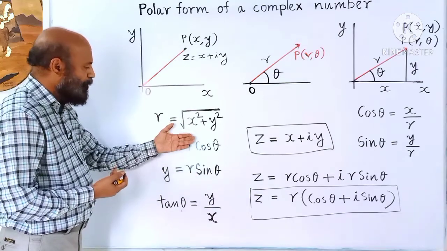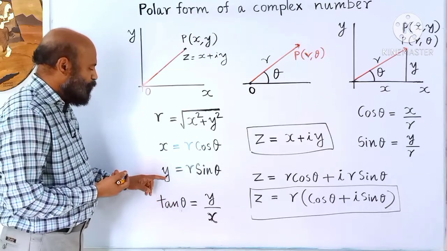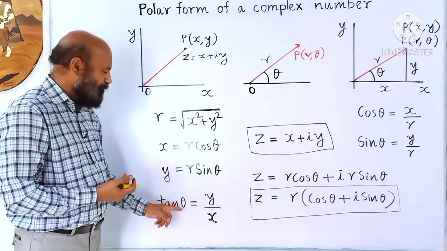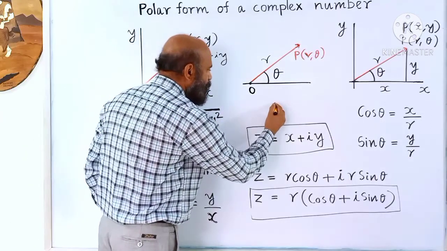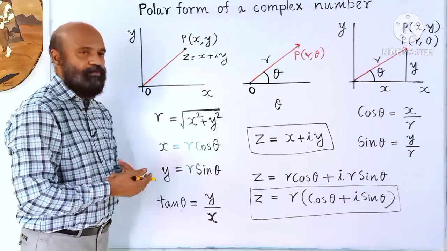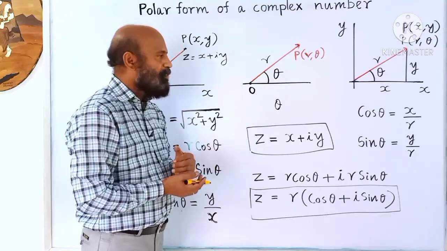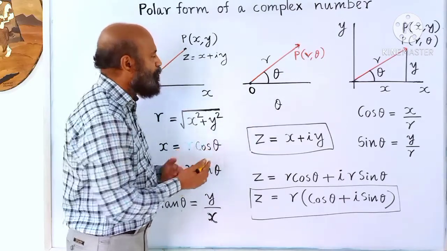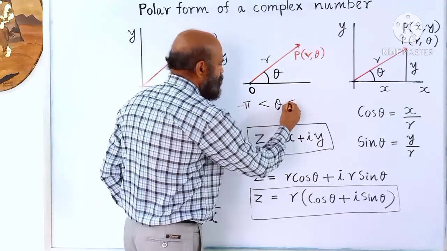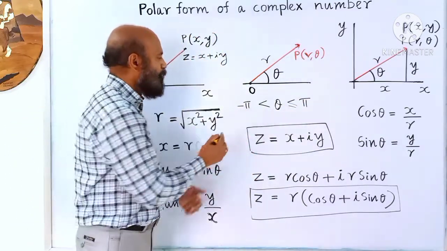Then when you divide this equation by this equation, r will get cancelled. Then sin theta by cos theta is tan theta, that is equal to y by x. The real number theta, measured in radians, can have infinite number of values which differ by 2 pi. But there is another, unique value, which will be in between minus pi and pi. So that is called the principal value of the argument.